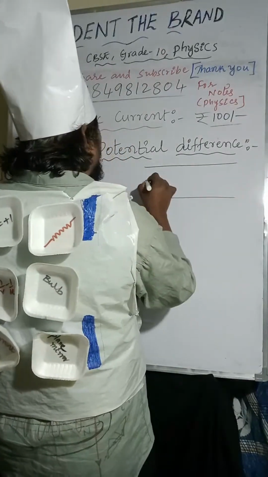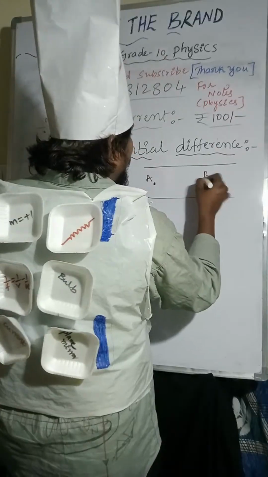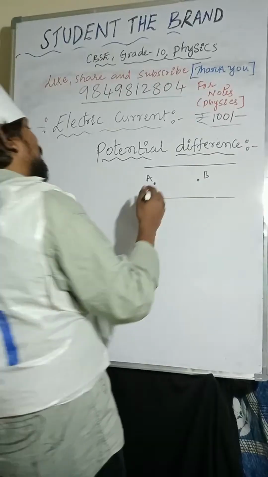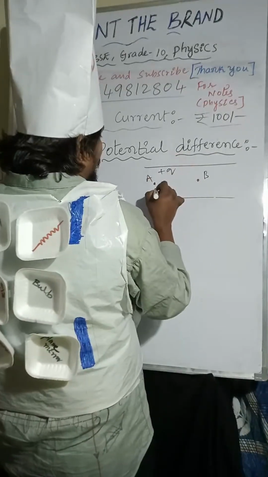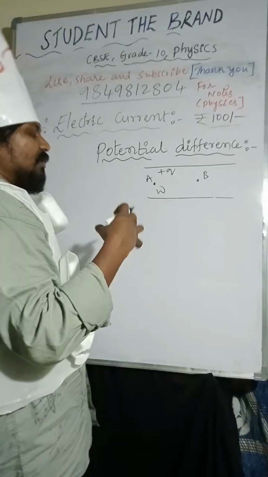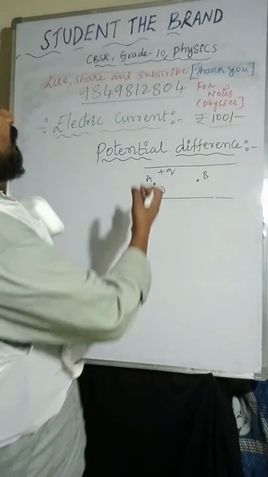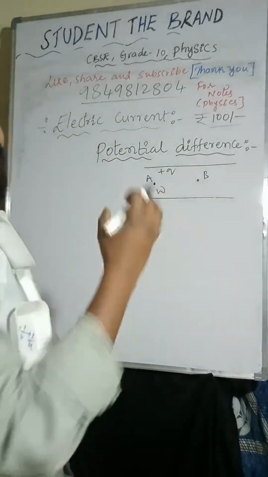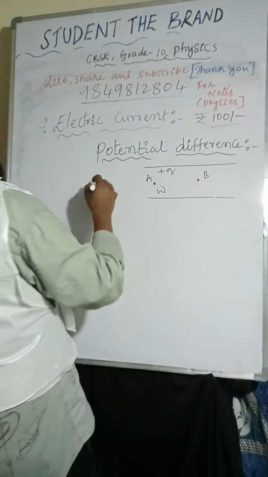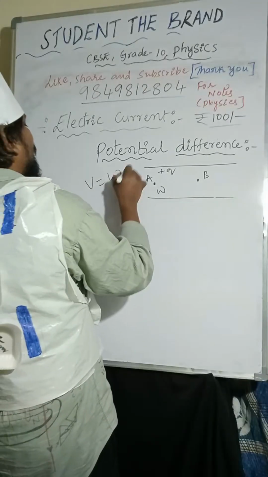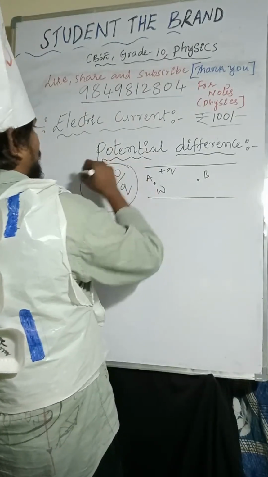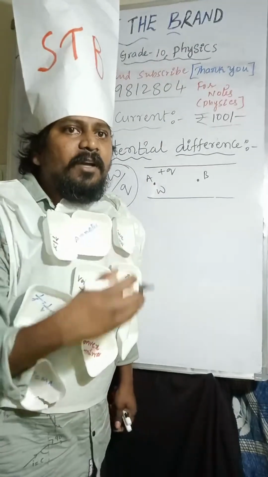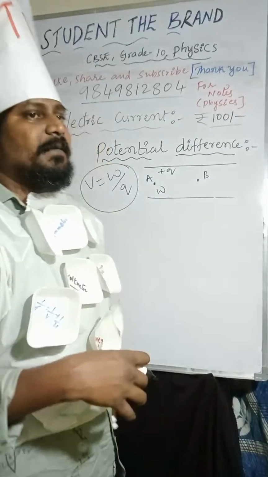So I am taking point A and this is point B. We are doing some work to bring unit positive charge from one point to another point within the conductor. That is called potential difference. Potential difference is nothing but work done to bring unit positive charge from one point to another point.